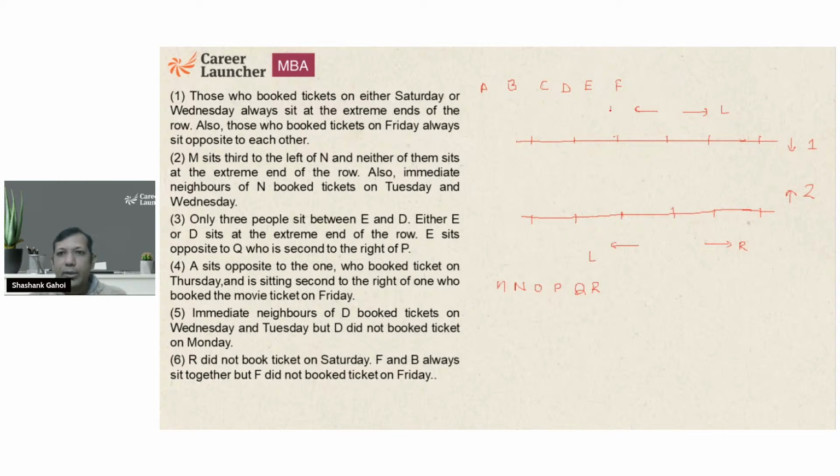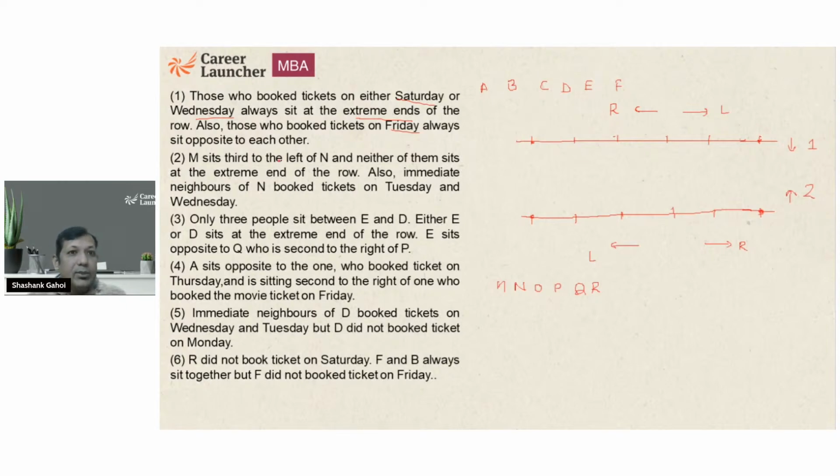Now, those who book tickets on either Saturday or Wednesday always sit on the extreme ends. Also, those who book tickets on Friday always sit opposite to each other. So basically in the corner, I can get only either Wednesday or Saturday. And Fridays are going to be opposite. Now, where they are going to be opposite, I don't know.